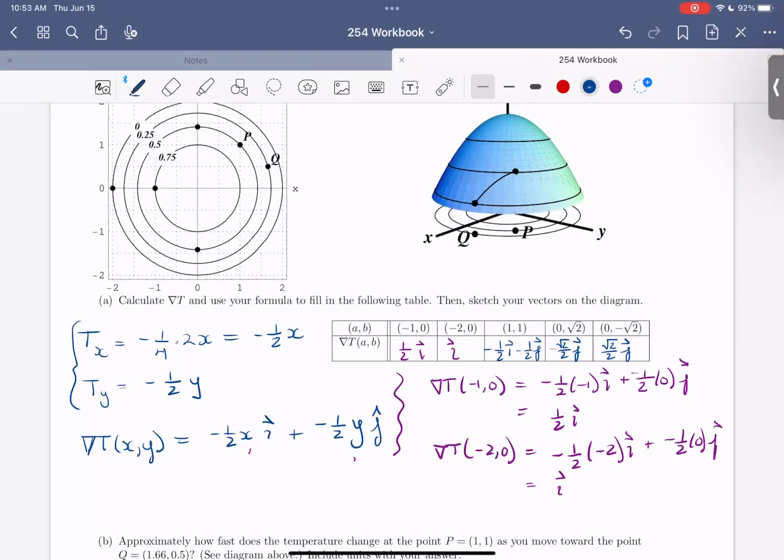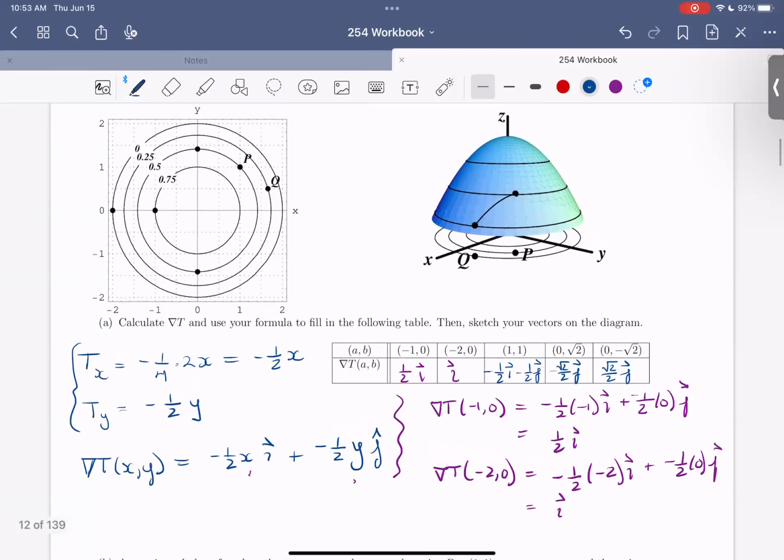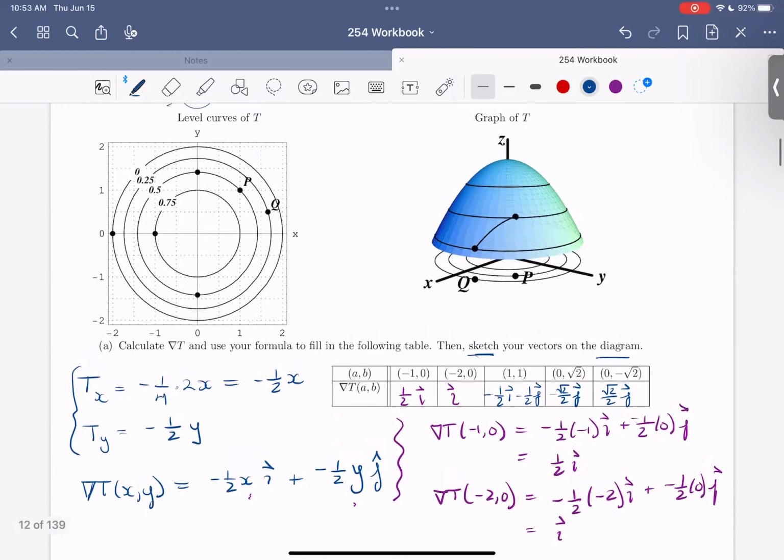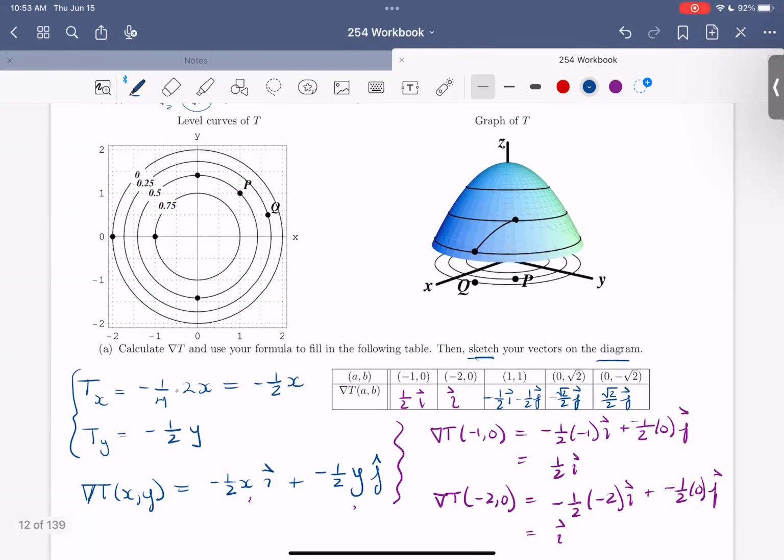Okay, so now let's go ahead and plot or sketch these vectors on that level curve diagram. So if we're looking first at -1, 0, we can first identify that xy point. So we see the x starts at 0 in the middle, and then y increases in the vertical direction. So this point is 0, 0. Then if we look for the point -1, 0, we go -1 this way, 0 up. So there's our point.